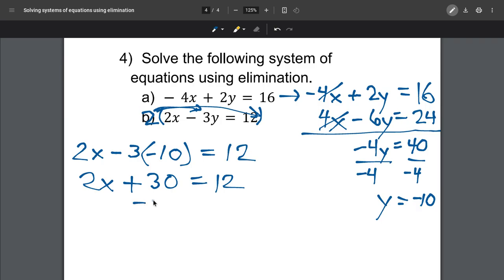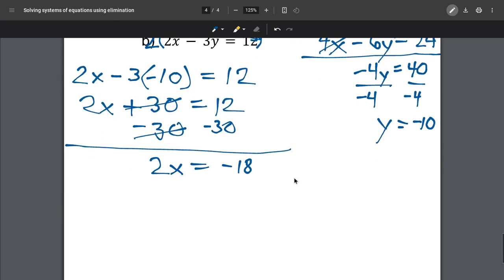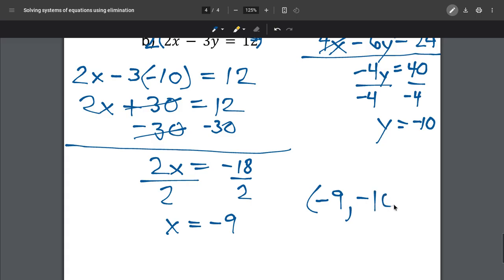I'm going to subtract 30 from both sides. And these are going to cancel. We're going to get 2x equals negative 18. Divide both sides by 2 now. And we get x equals -9. So our solution here is going to be -9, -10.